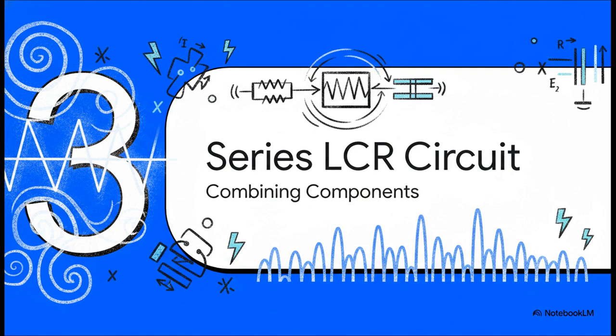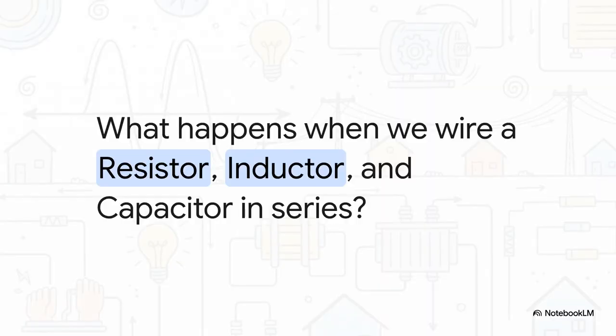Which brings us to Section 3, the series LCR circuit. It's time for combining these components. Here is the big question that drives this whole chapter. What happens when we take a resistor, an inductor, and a capacitor and wire them all together in series? Basically, what happens when these three entirely distinct component personalities are forced to share a single AC source?